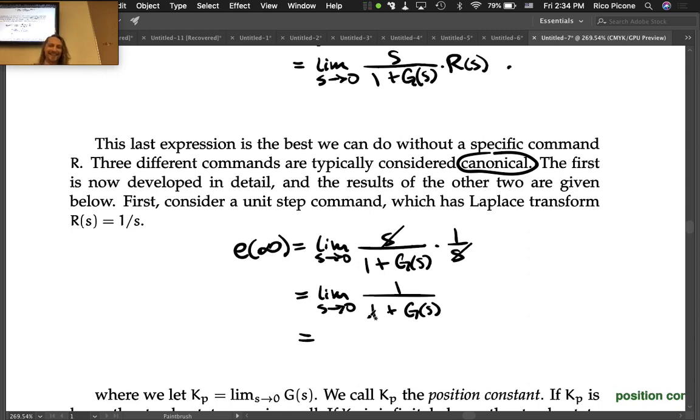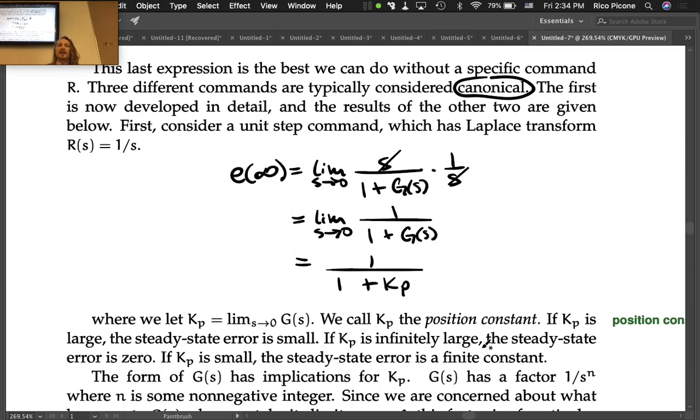No, just kidding. So the limit as s goes to 0 of 1 is just 1, right? They don't depend on s. So we can just take the limit as s goes to 0 of g of s, and we're going to actually break that limit out separately and call that limit kp. So this is what's called the position constant, and it's just the limit as s goes to 0 of g of s. So that's just the position constant.